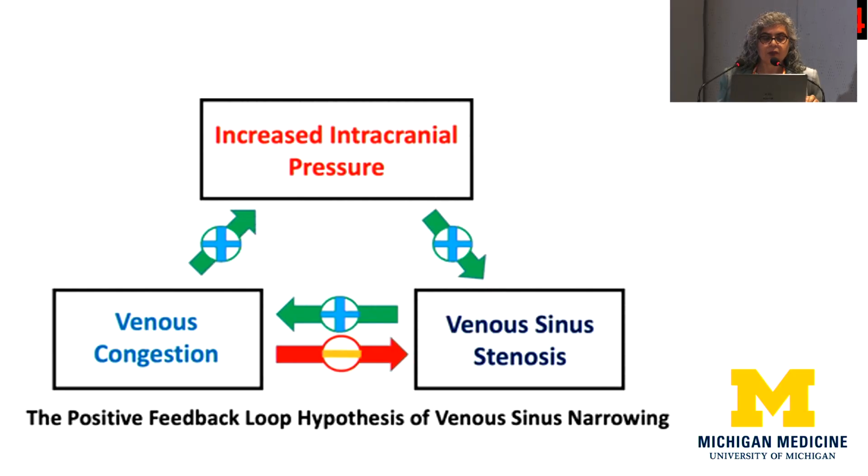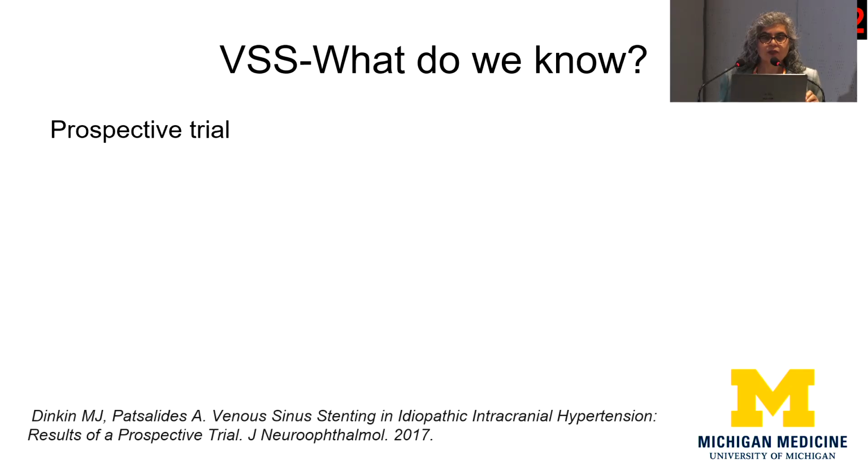It's almost like a vicious cycle, where the venous sinus stenosis can be caused by high pressure, but then it aggravates the high pressure. So it's a positive feedback, and the chicken or the egg question comes up. But what we do know is that venous sinus stenting does help.